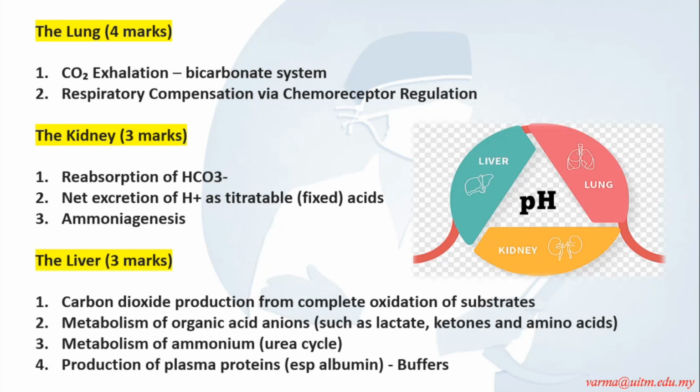The liver is involved in lactate metabolism. It is involved in a lot of amino acid metabolism and ketone metabolism, which can contribute to the store of fixed acid, and it can also reduce the hydrogen ion by metabolizing lactate to glucose in gluconeogenesis. Metabolism of ammonium in the urea cycle will come into it. And don't forget, the liver is also a synthesis place for plasma protein, especially albumin. It can act as a buffer as well.